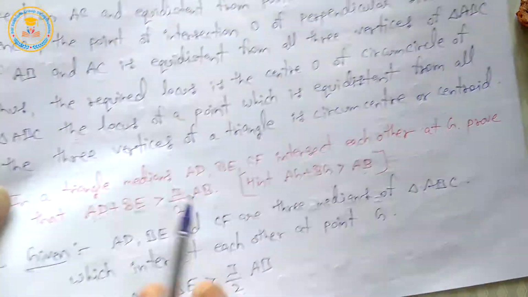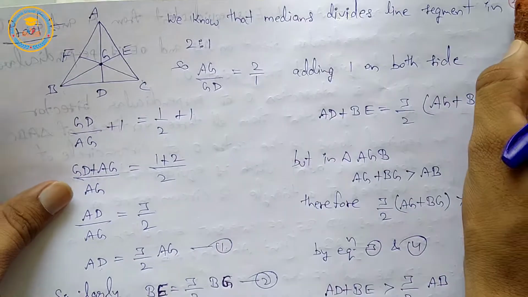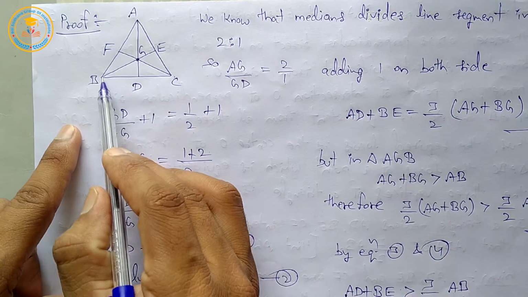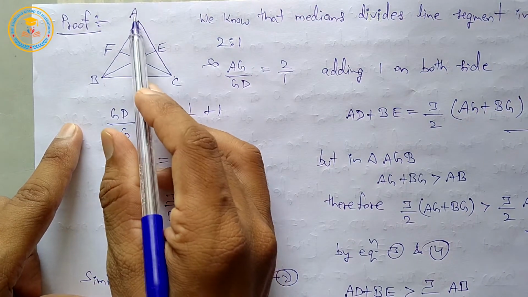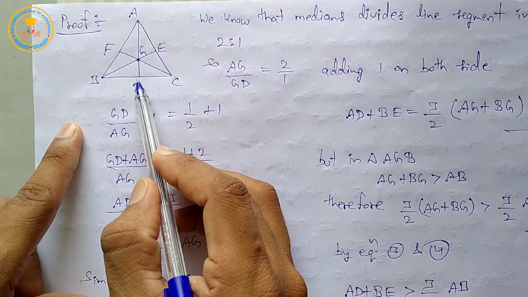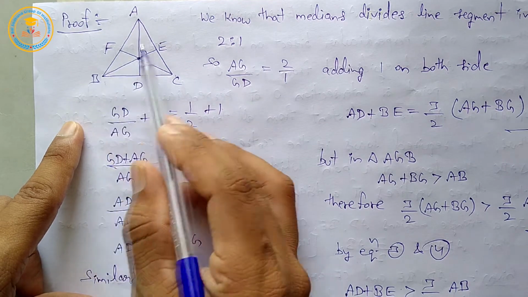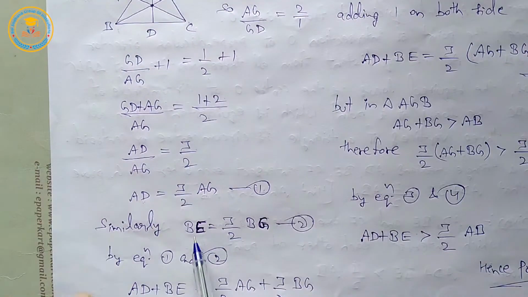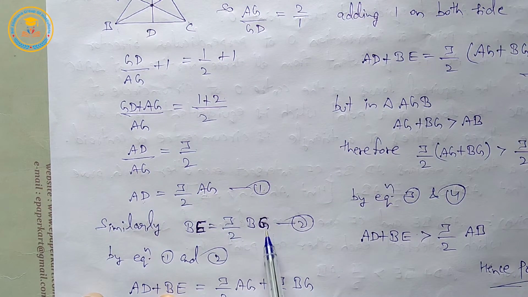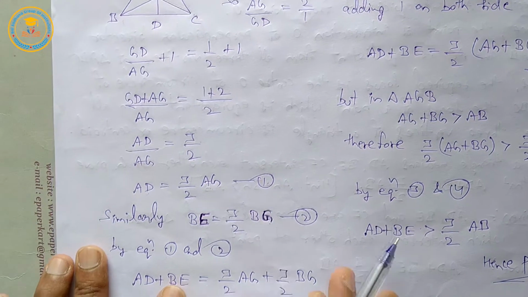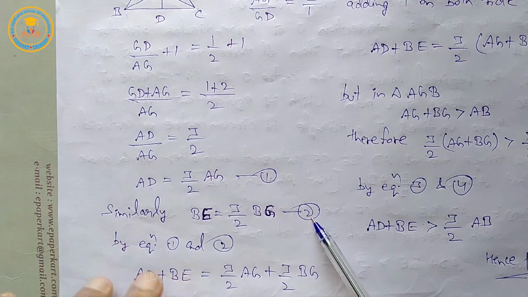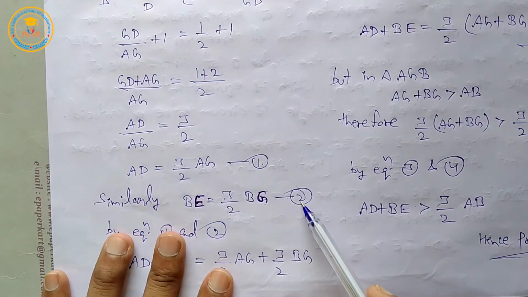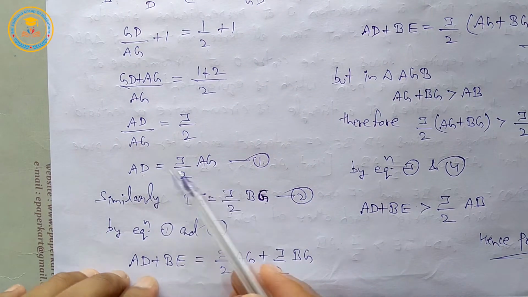We add equation first and second. Adding first and second, the left hand side is AD plus BE, and the right hand side is 3 by 2 AG plus 3 by 2 BG.